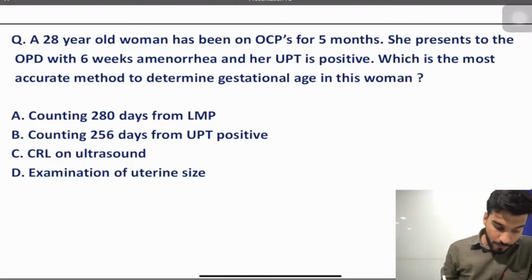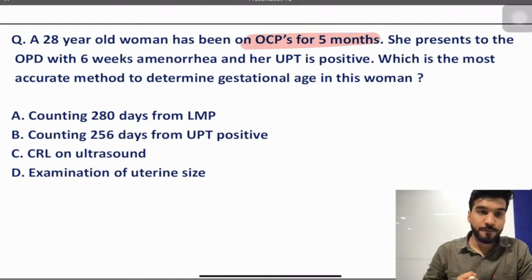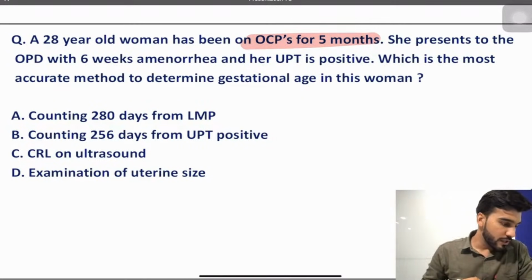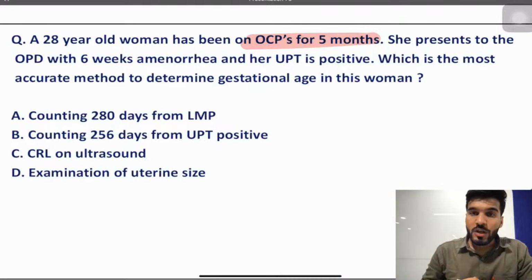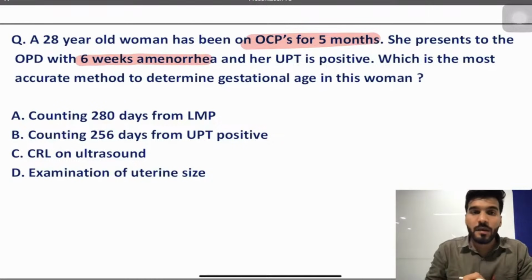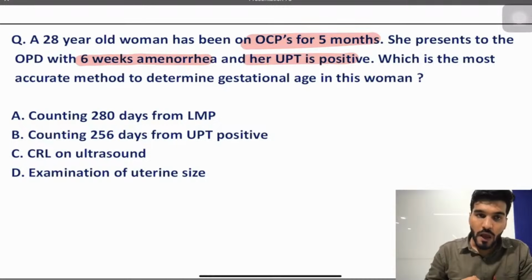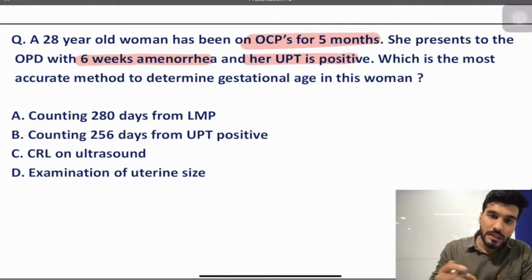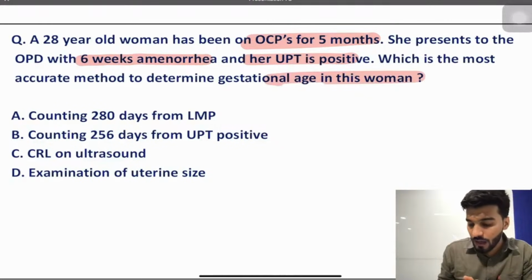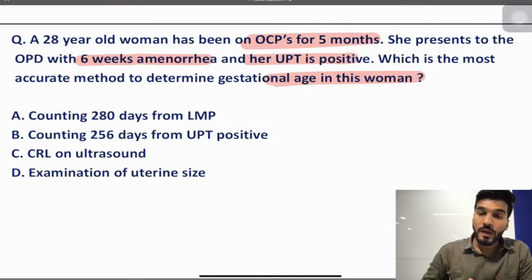A 28-year-old woman has been on OCPs for 5 months. She presents to the OPD with 6 weeks amenorrhea and her UPT is positive. Which is the most accurate method to determine the gestational age in the woman? Now she is not sure about her dates. What is the most accurate method to determine the gestational age?